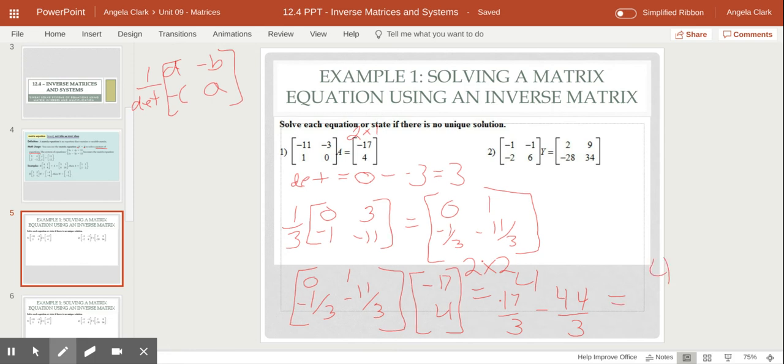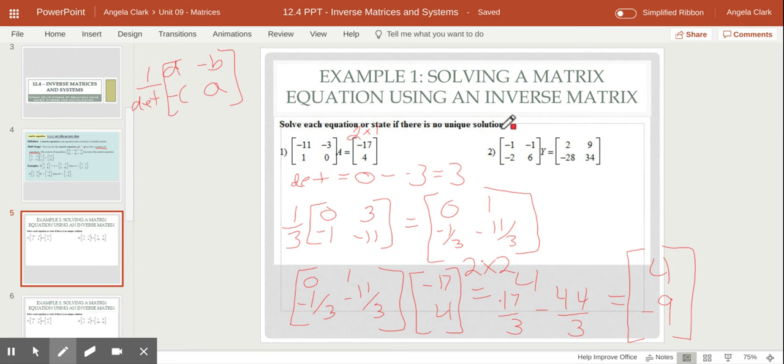So we have 4 on top. Sorry, things are kind of running together. We have 4 on top, and so 17 minus 44 is negative 27. So negative 27 over 3. Negative 27 over 3 is negative 9. And you can do that in a calculator or in your head or however that works for you. Okay, so this is my solution.